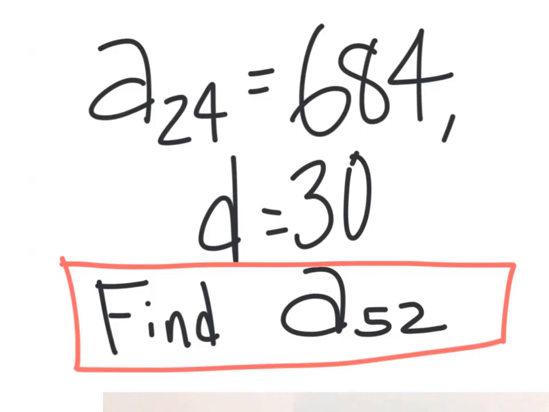What do we do when we don't have a sequence of numbers and we don't start out knowing the first term? In this case, we've got a sub 24 equals 684, meaning the 24th term in this pattern is 684. The common difference is positive 30, and we need to find a sub 52. How do we find this 52nd term?